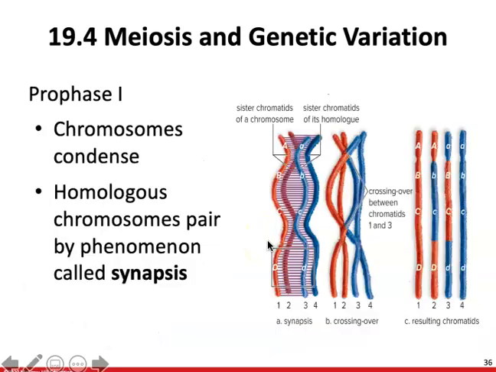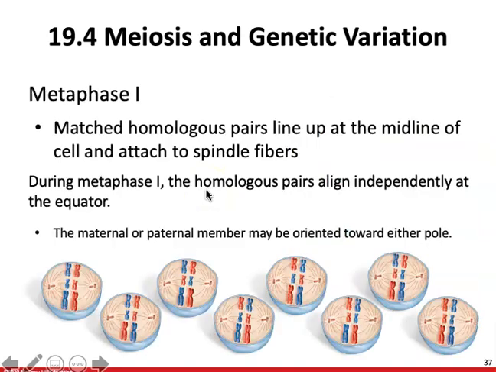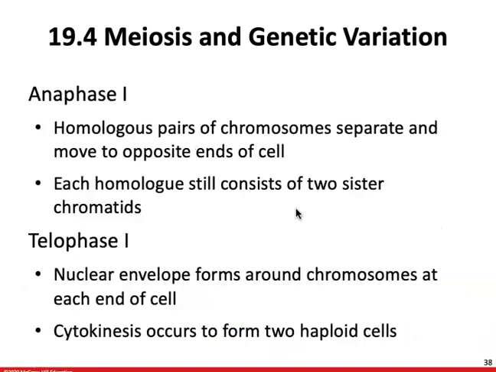But for now, I want you to know that synapsis occurs during prophase 1. That's one way to introduce genetic variation. And independent assortment occurs at metaphase 1. This is another way in which we can get genetic variation. Now, the remaining stages of meiosis do not involve genetic variation.